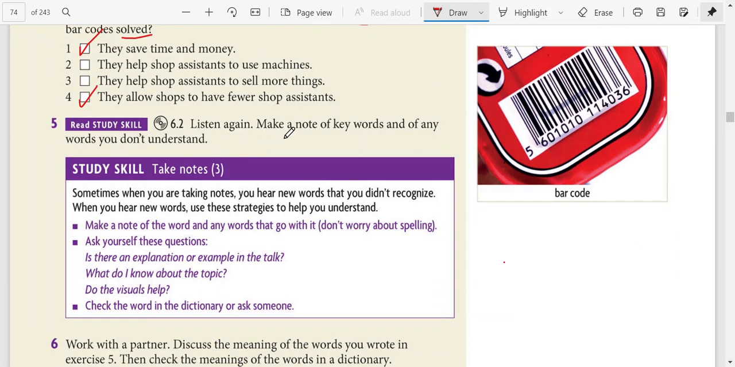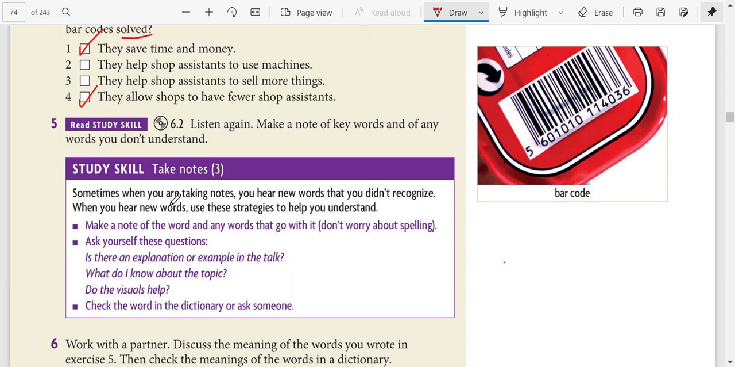Listen again, make a note of keywords and of any words you don't understand. While you don't know something, you must take notes. In here we have the study skill box about things that you don't know about. Taking notes.